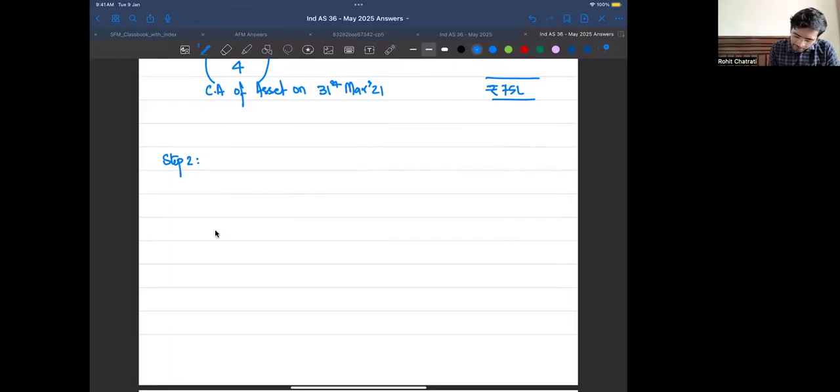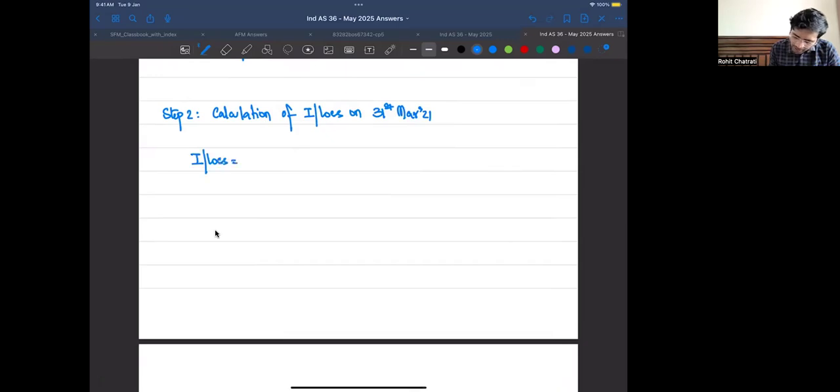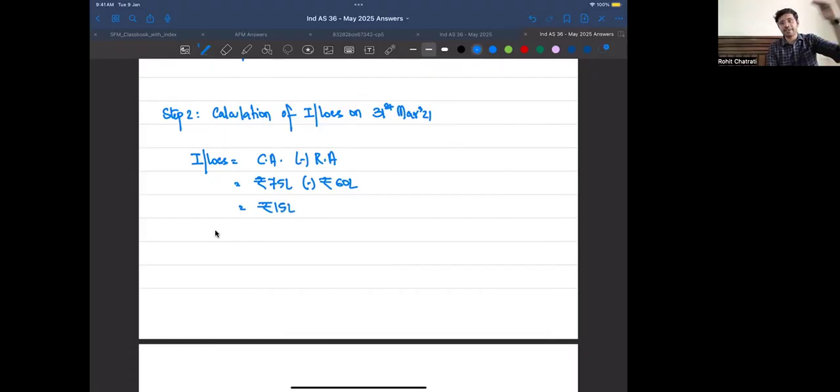So, calculation of impairment loss on 31st of March 2021. Impairment loss would be equal to carrying amount less recoverable amount. This would be 75 lakhs less 60 lakhs, which is equal to rupees 15 lakhs. All right, so this asset was appearing in my books at 75 lakhs. I've brought it down to 60 lakhs by recognizing an impairment loss of 15 lakhs.